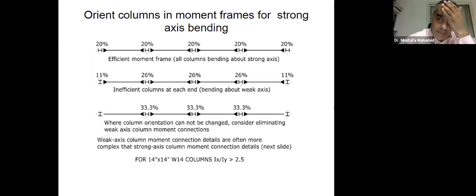Orient columns in moment frames for strong axis bending. So this is something that gives more resistance for the deflection. And sometimes, of course, at certain areas we have to have it in the weak axis, but you don't have to have a moment connection there because it will not be that efficient. So you can have a simple connection on one side and a moment connection on the strong side.